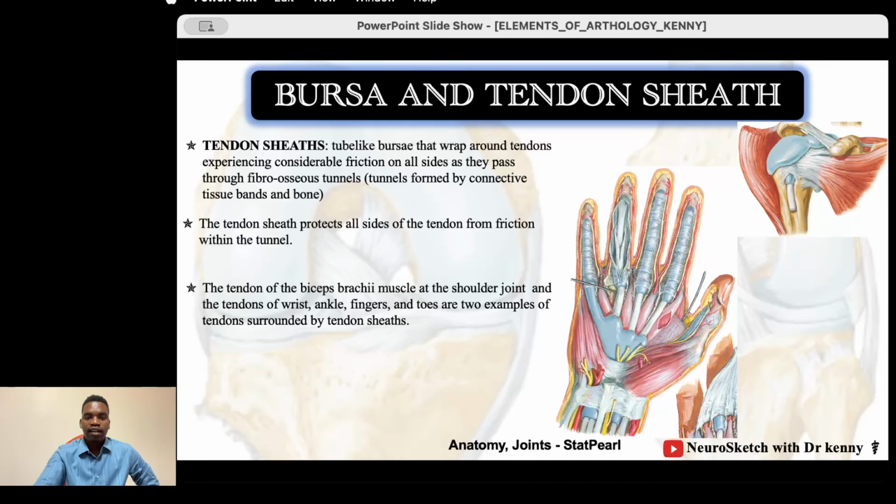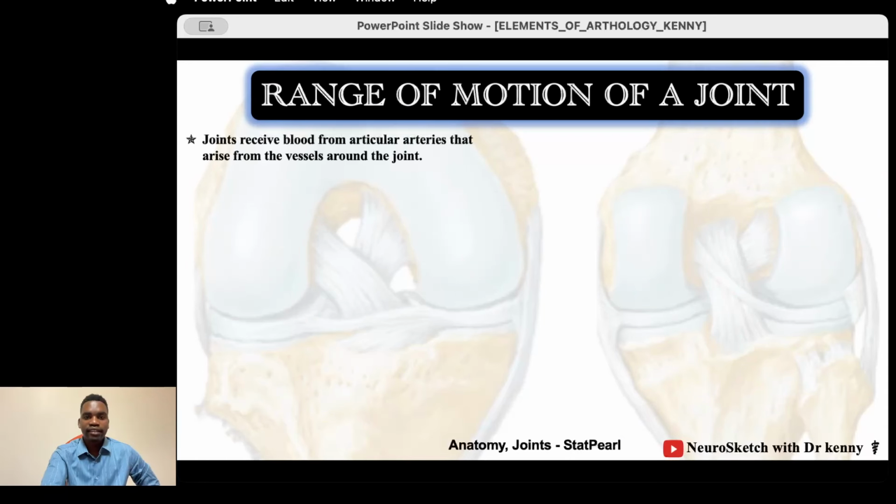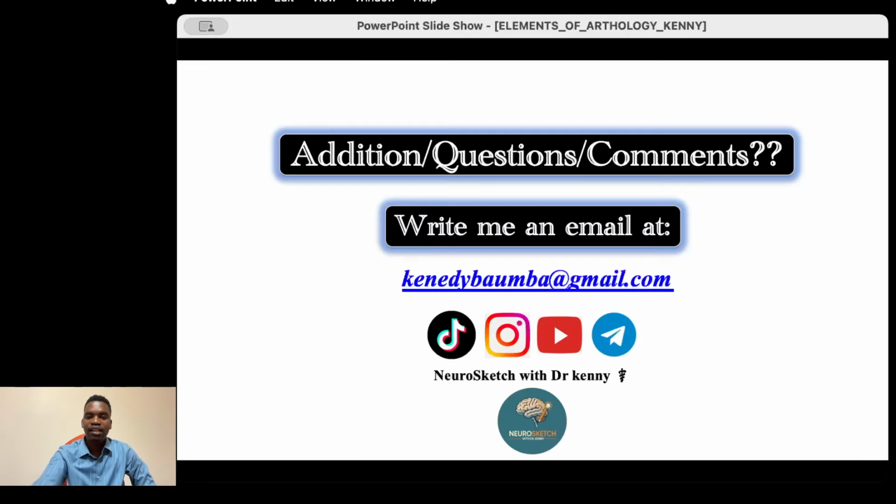All right, so the last thing in our discussion is the range of motion. The range of motion of a joint is the ability of a joint to allow movement. Range of motion is like the degree of freedom of a joint. The joints have different degrees of freedom.